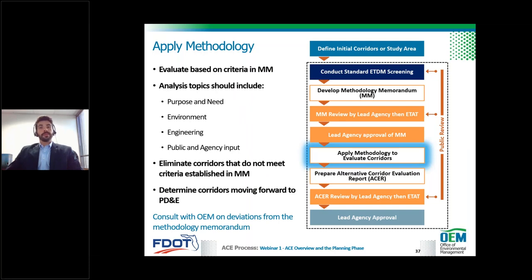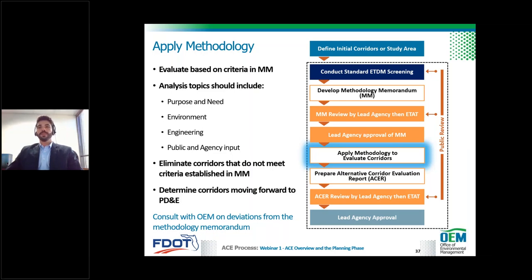Then the refined corridors or study area are evaluated against the criteria that's been established in the methodology. Does a corridor meet purpose and need? Does it connect communities? Does it alleviate traffic in a town center? What are the potential environmental impacts? Does the corridor have a disproportionately high impact to wetlands? What are the preliminary construction costs? How many bridge crossings are needed? Has feedback from the public been favorable for some corridors but unfavorable for others? And what are agencies saying?